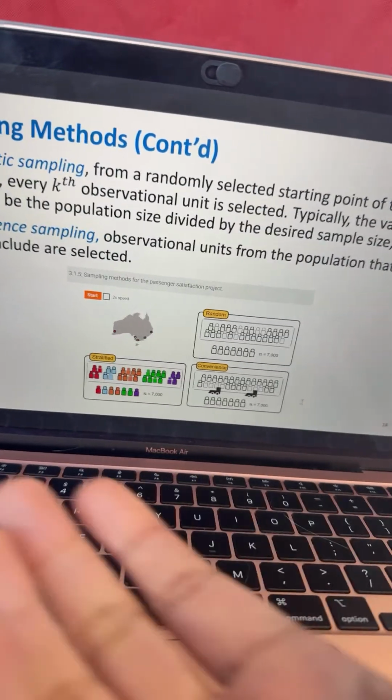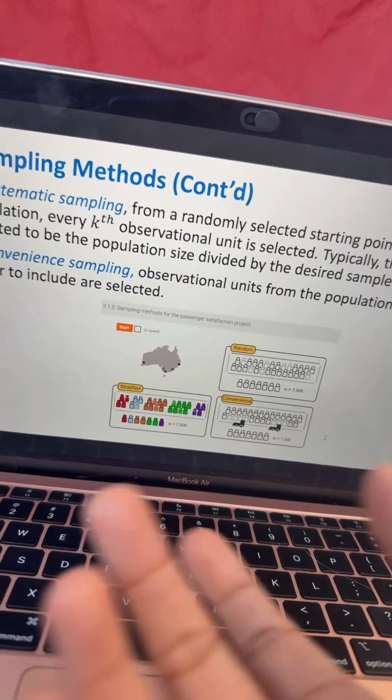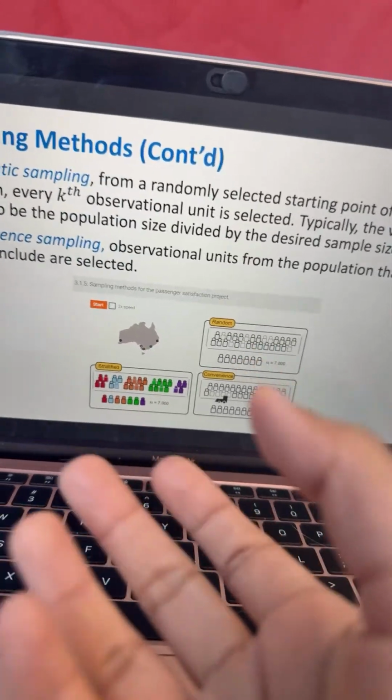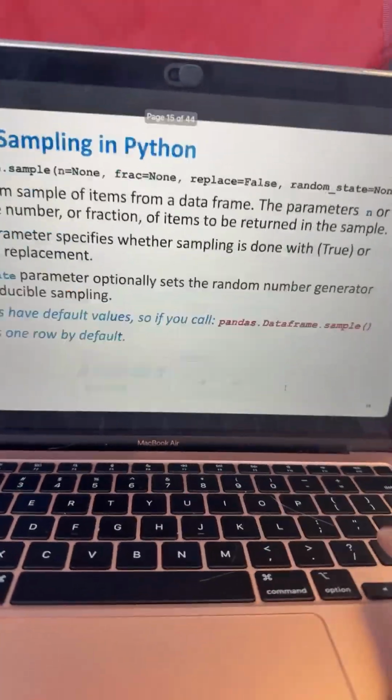So if your population, let's say, is 100 and your sample size is like 5, then the kth is 100 divided by 5, and that's 20. So it's pretty even. Okay, so that makes sense.